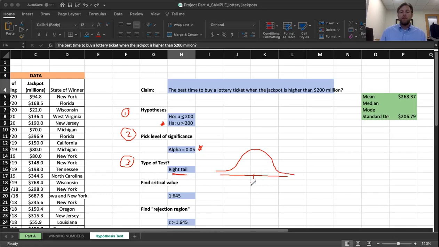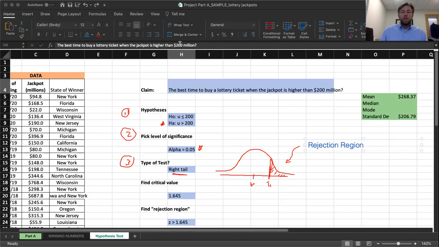We have the mean in the middle, and we're trying to find some critical value right here, TC or ZC. So we'll do T, by the way. We're trying to find some critical value because it's a right tail test. That means that the area to the right of that critical value is going to be my rejection region.